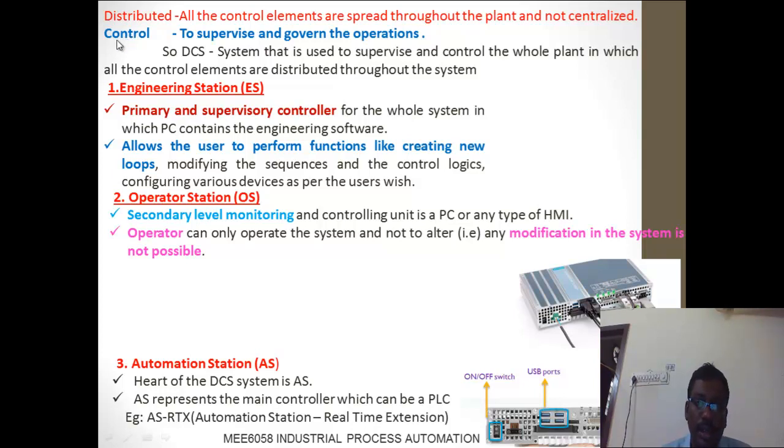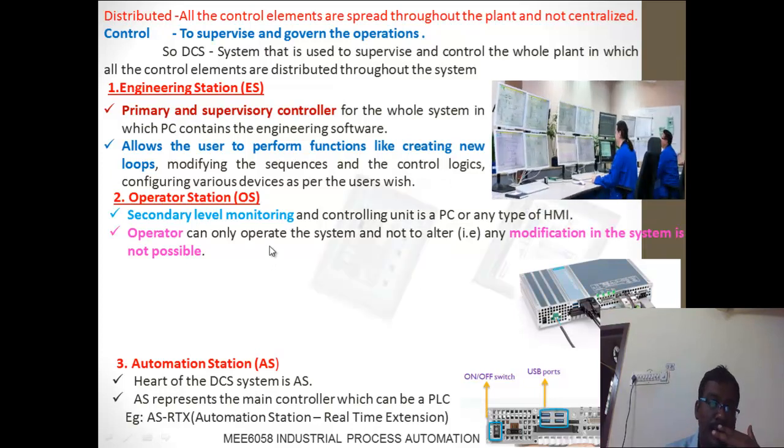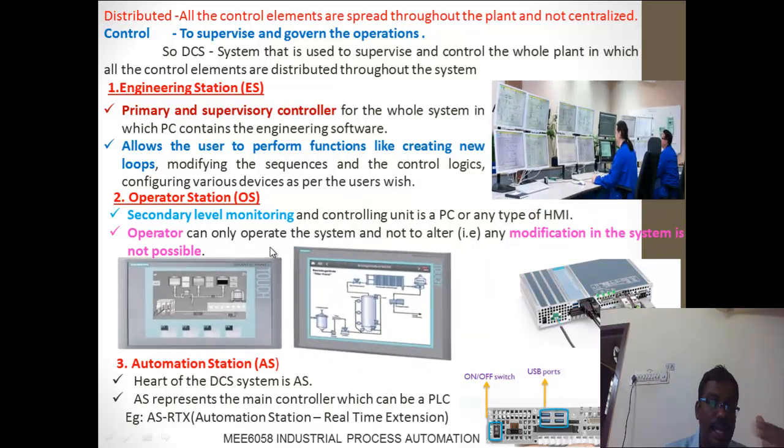So what happens? The DCS system is used to supervise and control the whole plant, with all the controls distributed throughout the system. That's called DCS. Here we are having, as I already said, three stations: engineering stations, operator stations, automation stations. So if we come to the automation engineering stations, we are having the primary and supervisory controller, which takes care of this.